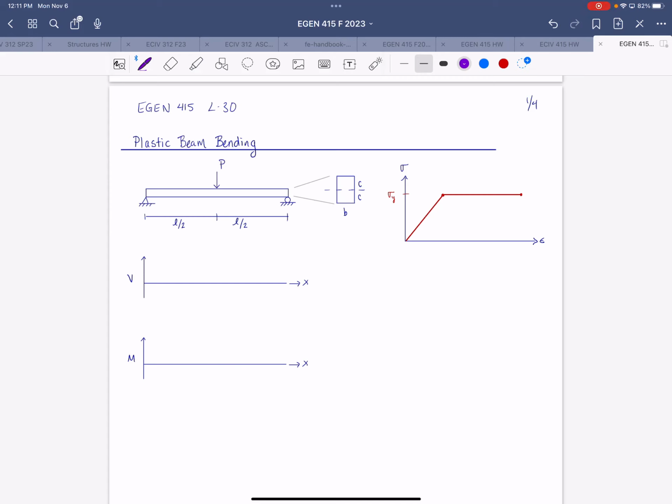So say we have this simply supported beam with a point load applied at midspan. What we're interested in finding out is what value of load will cause the beam to begin to yield, right? And then what value of that load will cause collapse.